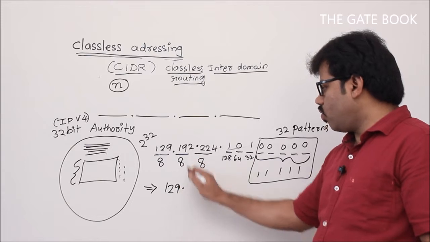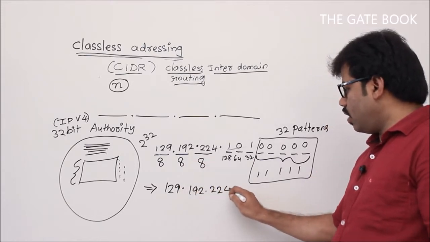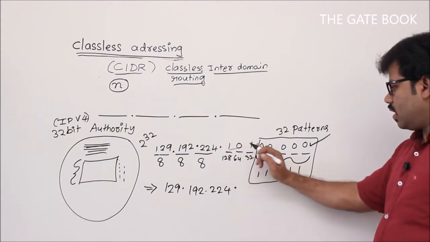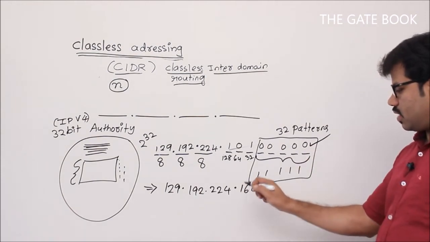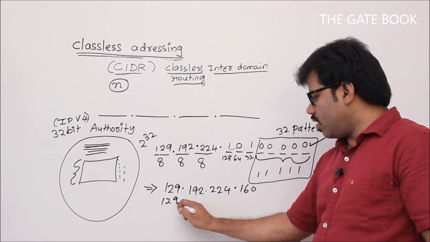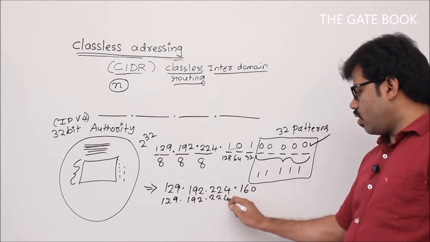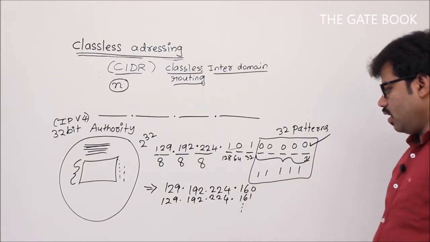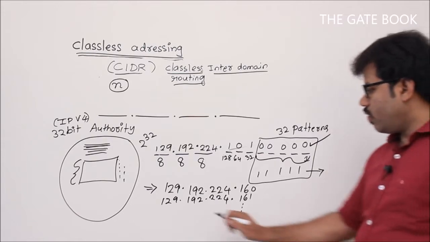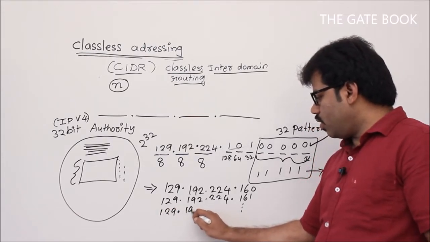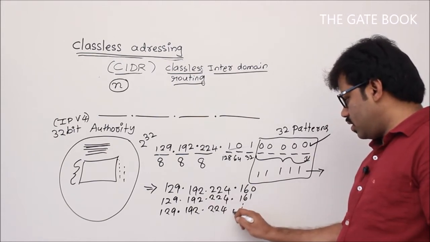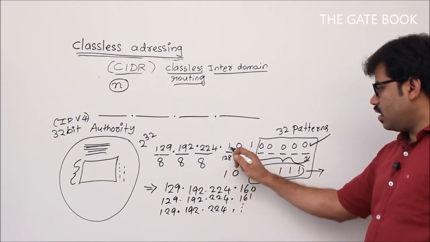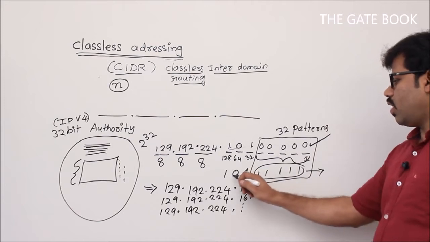129 dot 192 dot 224 dot. Now I am talking about the first pattern. 128 plus 32 is 160, plus the entire rest is 0. The first address will be 160. Next one, 129 dot 192 dot 224 dot, obviously this position will become 1, so it will become 161, and so on continuously. The last address you are going to get is 129 dot 192 dot 224 dot, where these will not be changed but here it would become all ones. Remember it. Here again these 3 bits will not be changed.